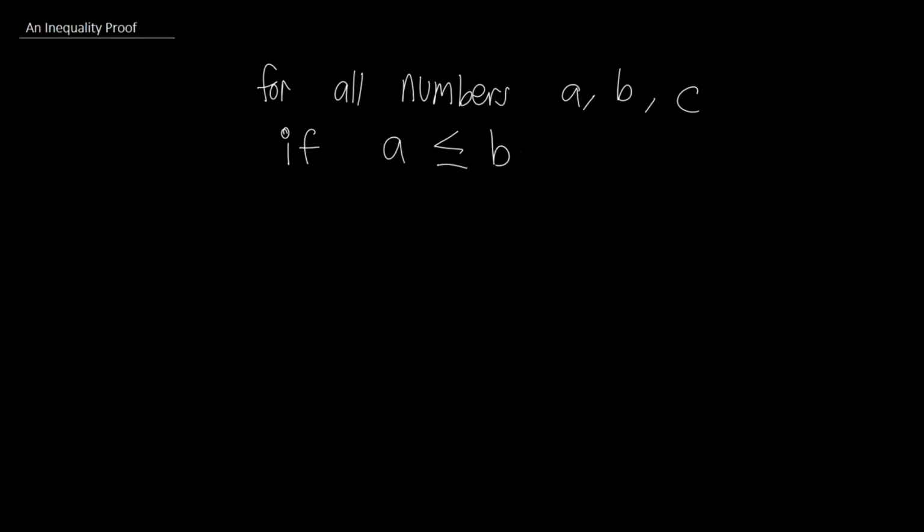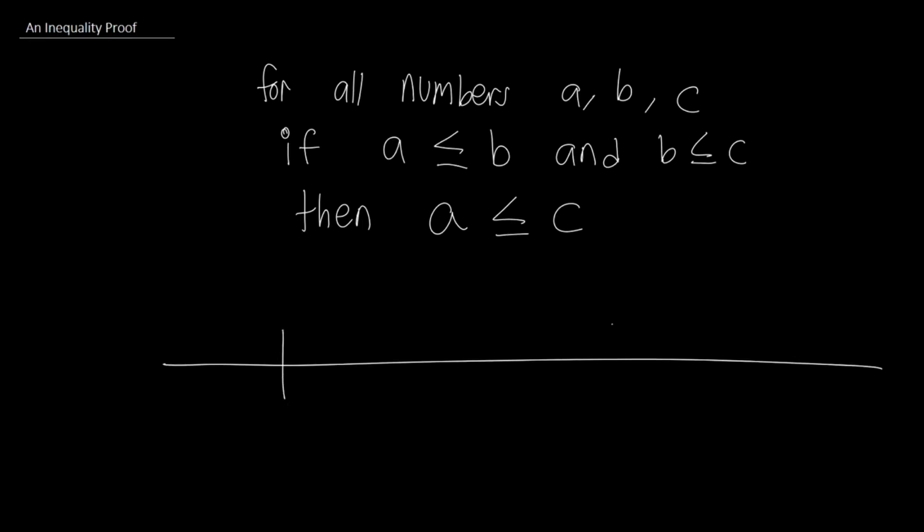We're going to prove that for all numbers a, b, and c, if a is less than or equal to b and b is less than or equal to c, then a is less than or equal to c. Pretty obvious, I'm sure you've seen this before a lot of times, and this is easy. It has a lot of proofs, most of them geometric.